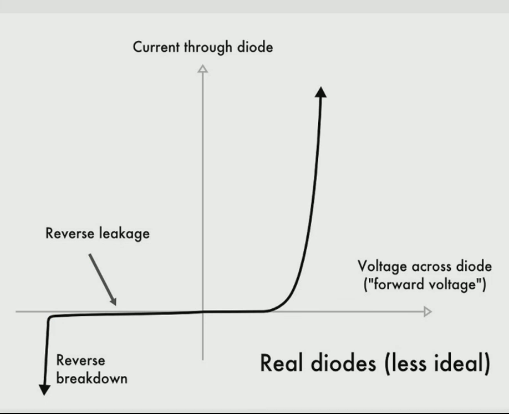So that was all about understanding the difference between a Zener diode and a normal diode.